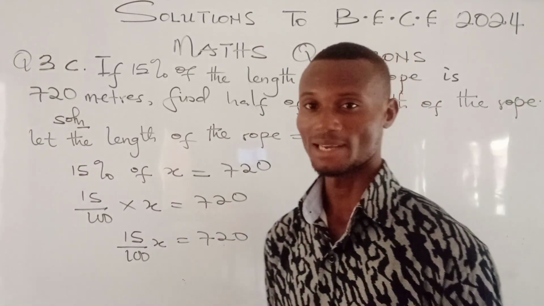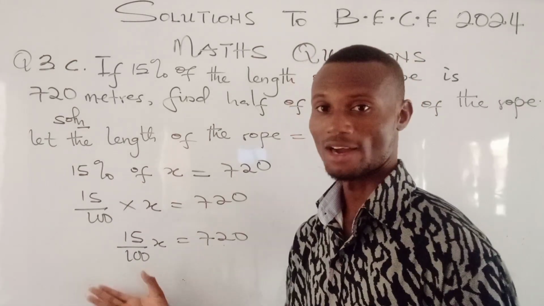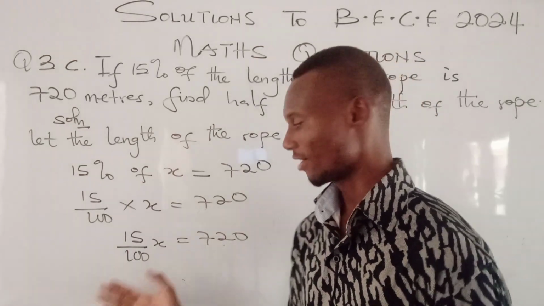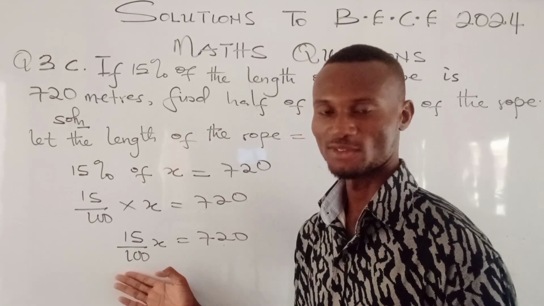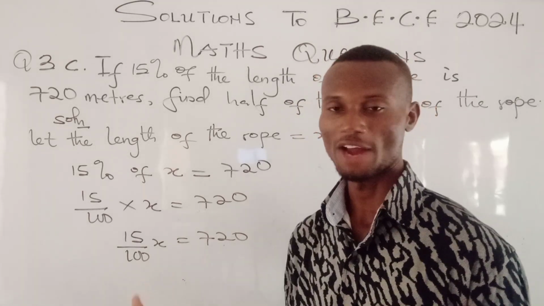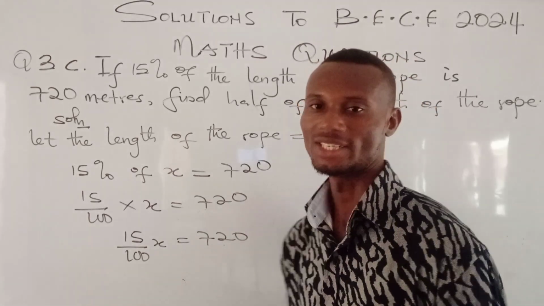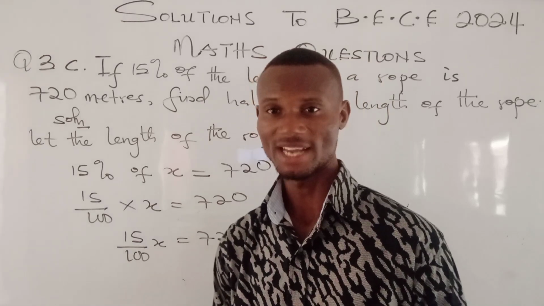So how we get the LCM is that we use the denominator of the fraction. The denominator of the fraction here is 100, so the LCM here is 100. So we are going to multiply through the equation by the LCM, which is 100.